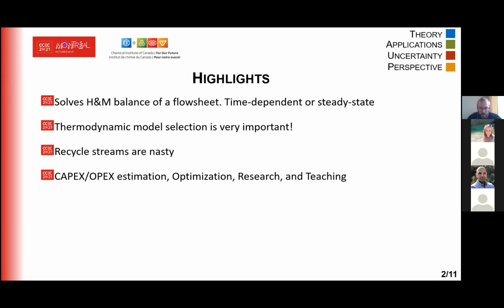And finally, why do we need process simulation in our engineering life? Well, for process design, for process optimization, but also as a tool for research and teaching.